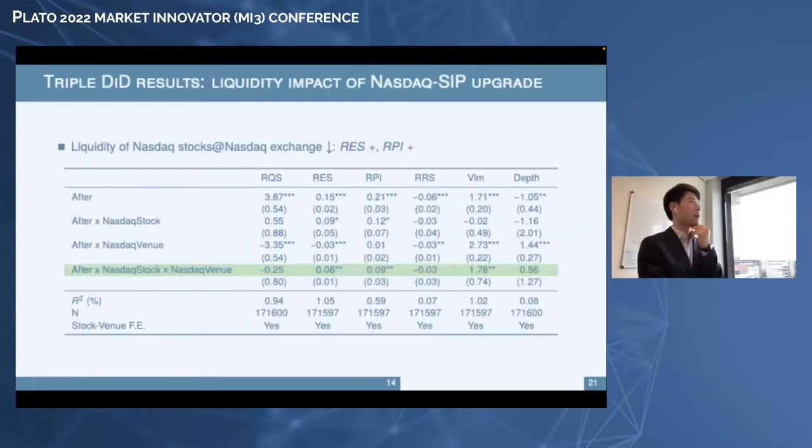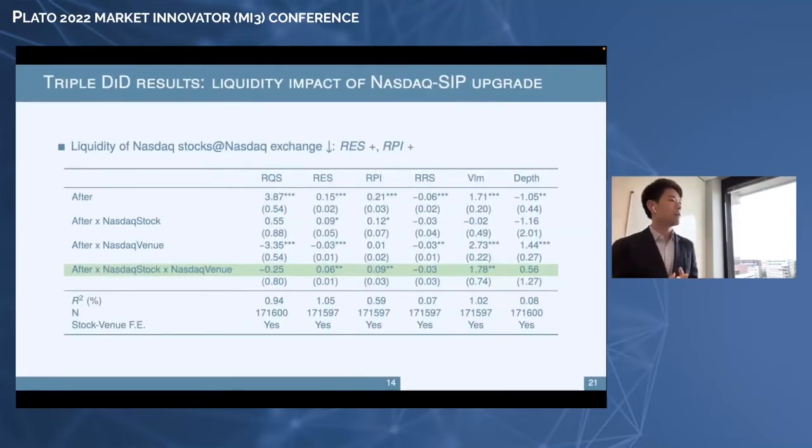And for the triple diff, if you still remember, I'm looking at the diff-in-diff results comparing the Nasdaq stocks versus NYSE stocks, but now also comparing the diff-in-diff on the Nasdaq venue versus the NYSE venues, right? So I want to look at whether the triple interaction term here is significant or not.